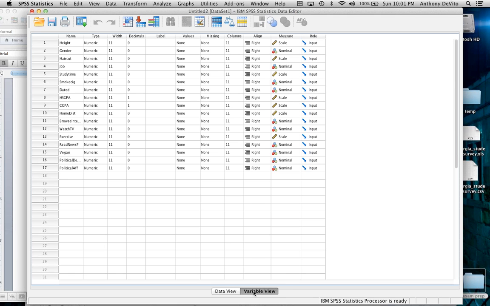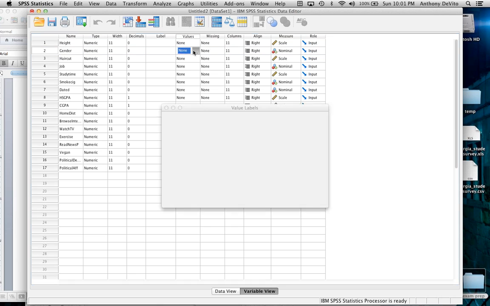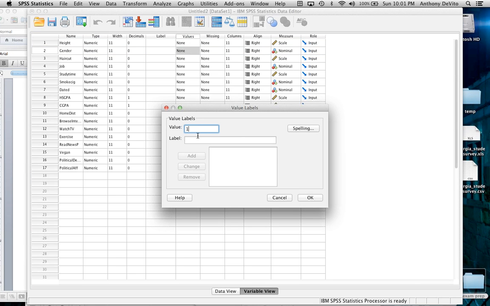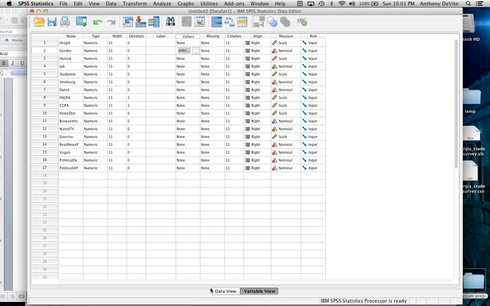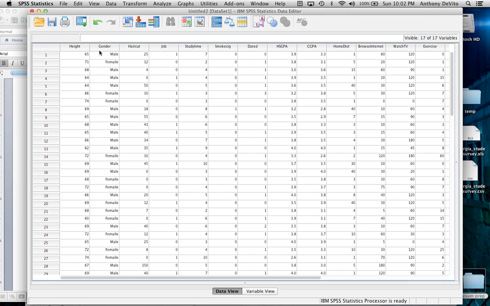I can go into my variable view and see each one of these columns represented as a row. So for gender, if I wanted to, I could go into gender and tell it, well, gee, the value 1 represents male and the value 2 represents female. Oops, I think it was 0. 0 represents female. I'm not sure that's the case because we don't have our code book available, but if I go back now to data view, I can see that it's substituted male and female for all of those numbers.